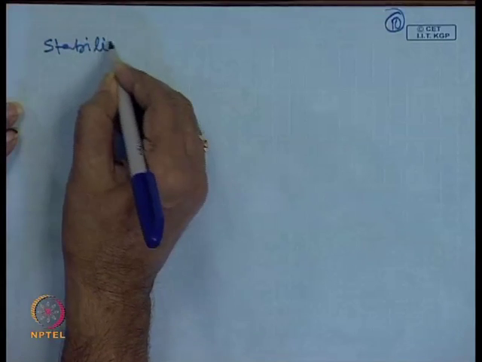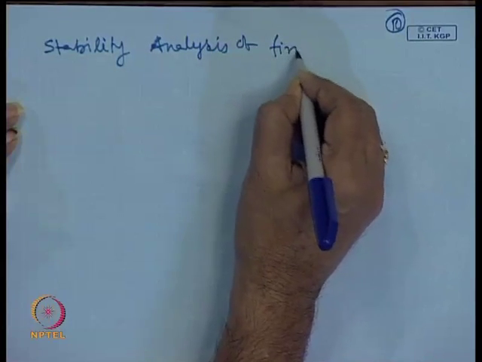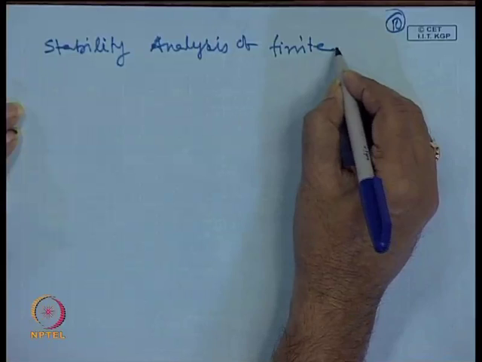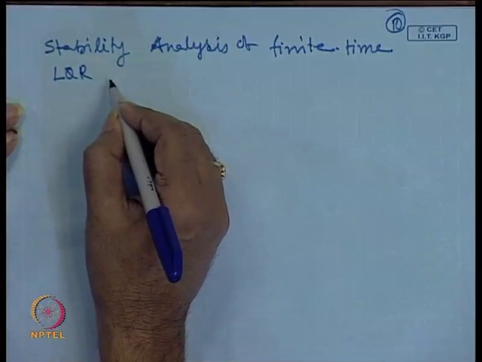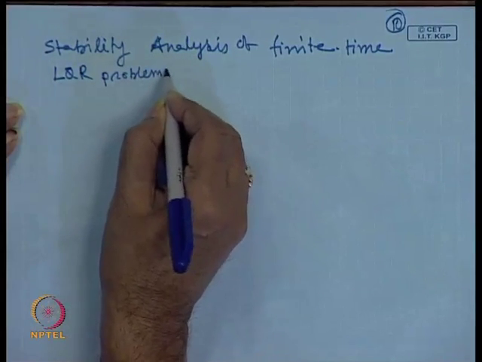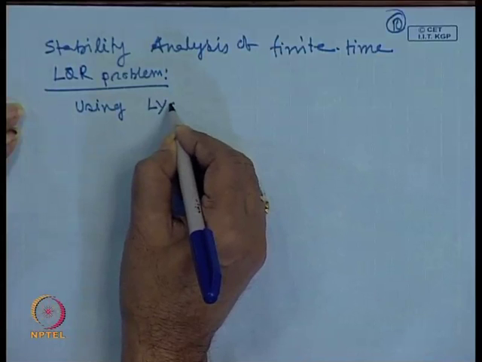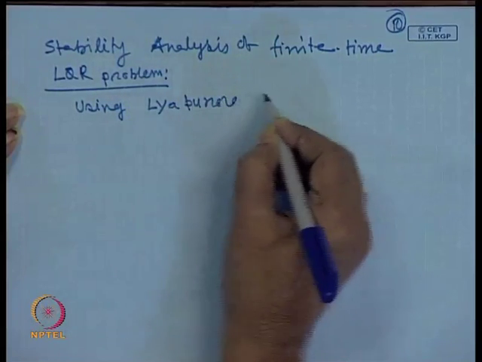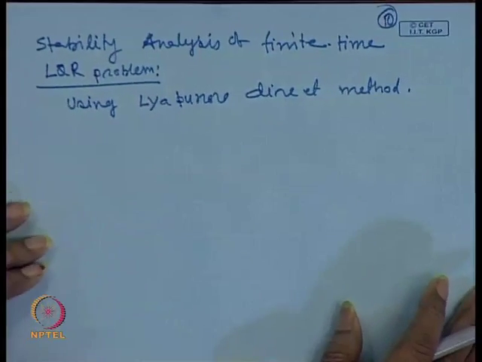So, next is the stability analysis of finite time LQR problems. We will be using the Lyapunov direct method. This analysis is very straightforward.